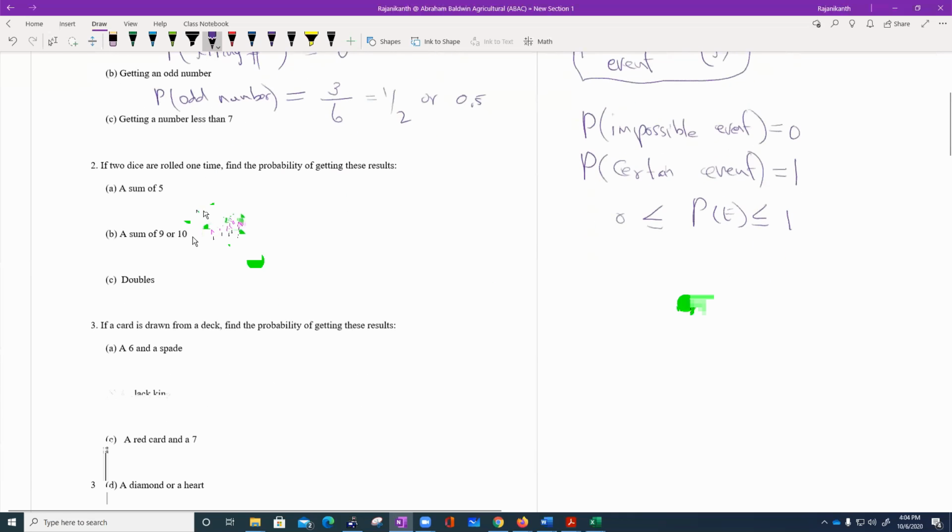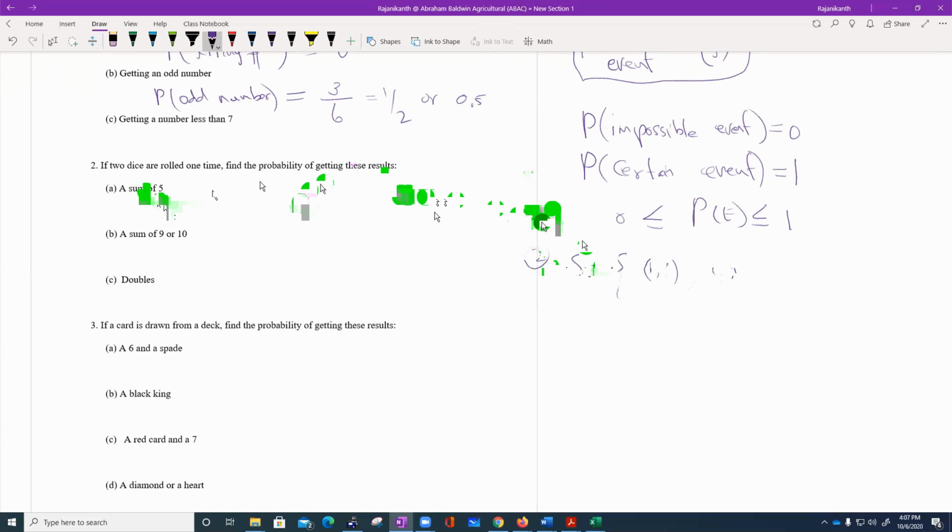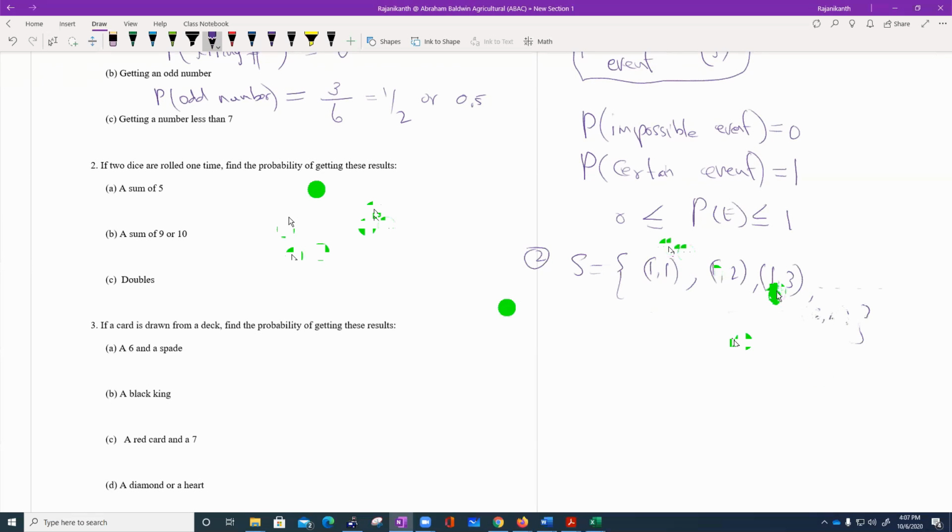Now in this problem number 2, we are rolling 2 dice, right? Let's say, who is telling how many outcomes we will get in a sample space when you roll 2 dice? 1 1, 1 2, 1 3, and all the way up to 6,6. So if you look at all the possible outcomes here, you will get 36 outcomes. Okay.